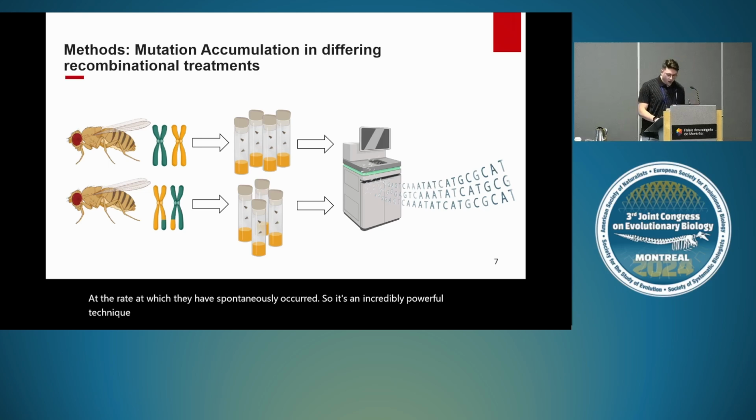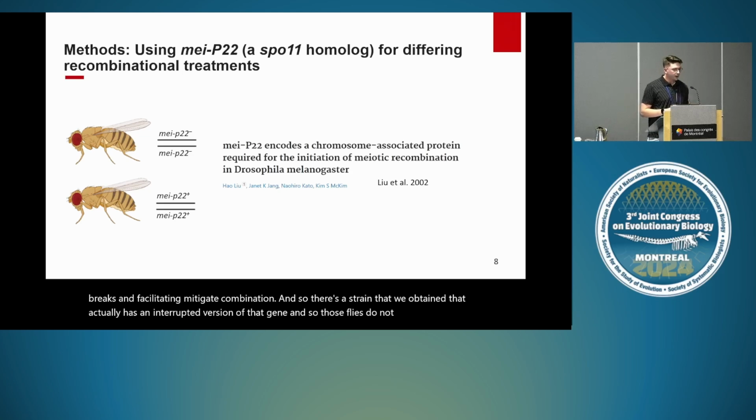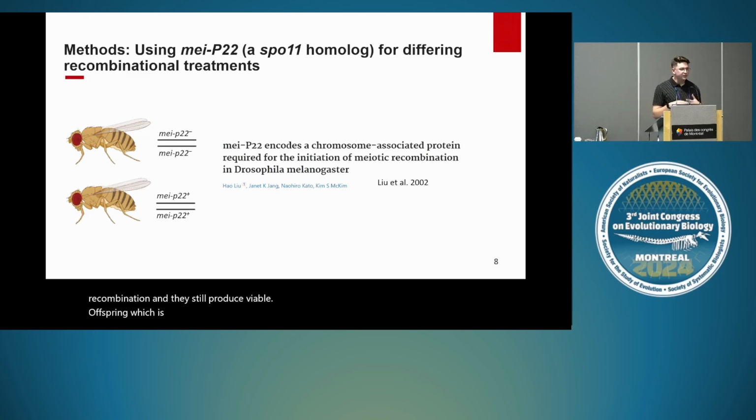And Drosophila are such a powerful system to study this in because there's an SPO11 homologue, MEI-P22, which is known to be essential for creating those double-strand DNA breaks and facilitating meiotic recombination. There's a strain that we obtained that actually has an interrupted version of that gene, and so those flies do not do meiotic recombination, and they still produce viable offspring, which is super cool and allows us to do these experimental evolution projects.